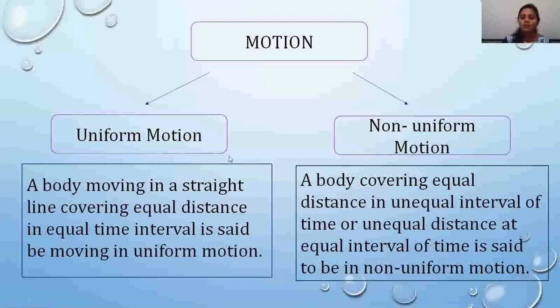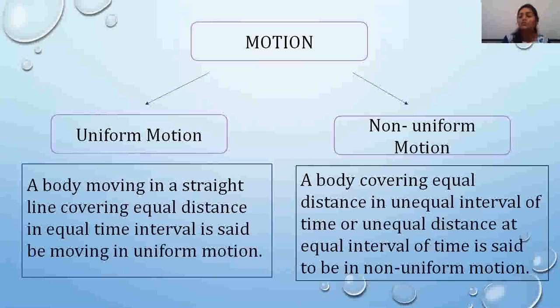Now, when I say uniform motion, whenever a body is moving in a straight line and it is covering equal distance in equal time intervals. That means the distance that it is covering, say from 0 to 2, after 2 it is covering the next 2 centimeters or meters, say 4, and the time interval is, say, after 1 minute I calculated the distance, that was 2 meters, after 2 minutes I calculated the distance, it was 4 meters. So the distance that the body is traveling is equal with equal intervals of time. Then such a motion is called uniform motion.